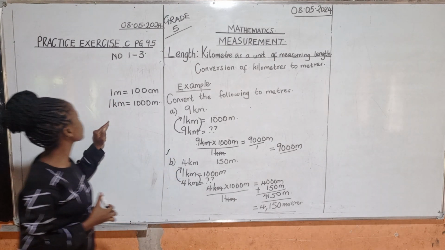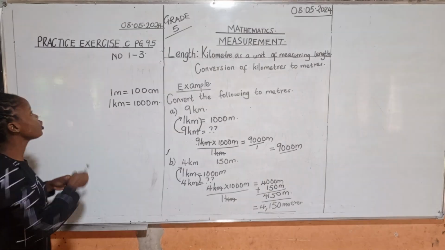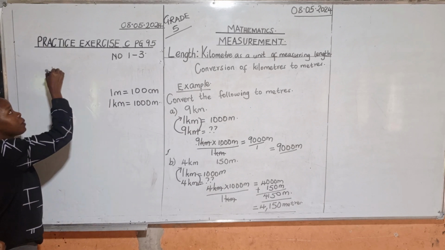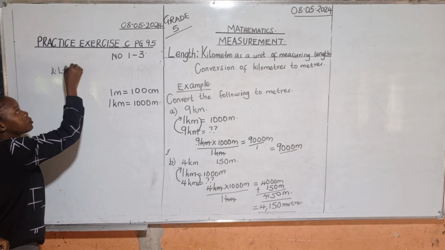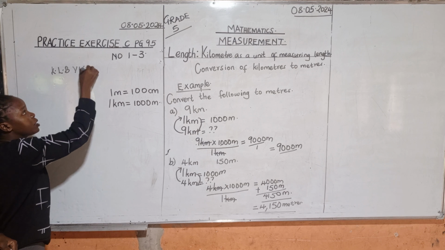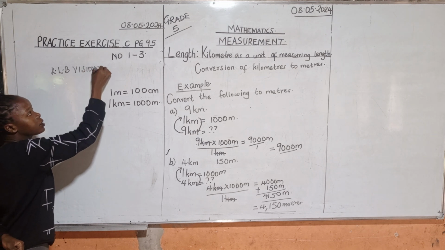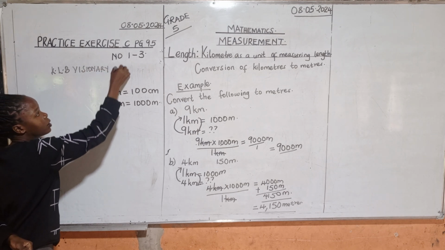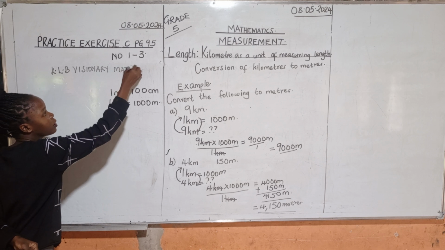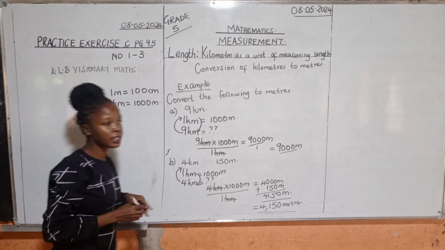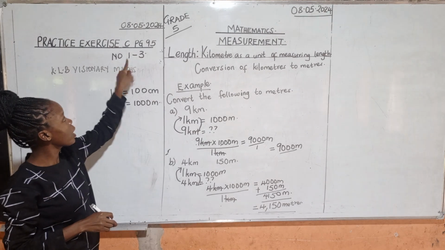For our practice exercise in our textbook, we are going to be using the KLB Visionary Mathematics. On page 95, we have a practice exercise there. We'll tackle number 1 up to number 3.